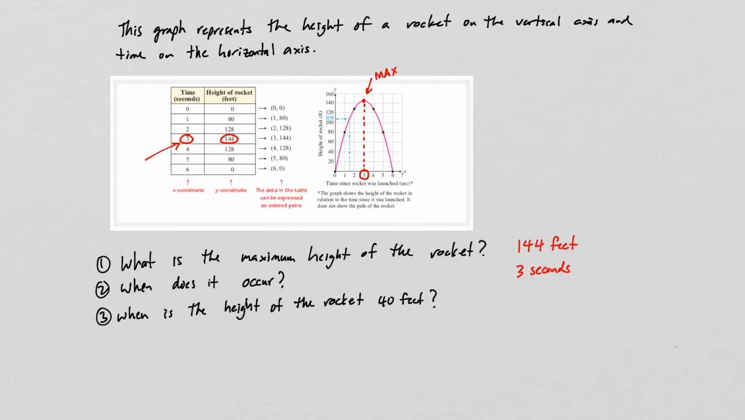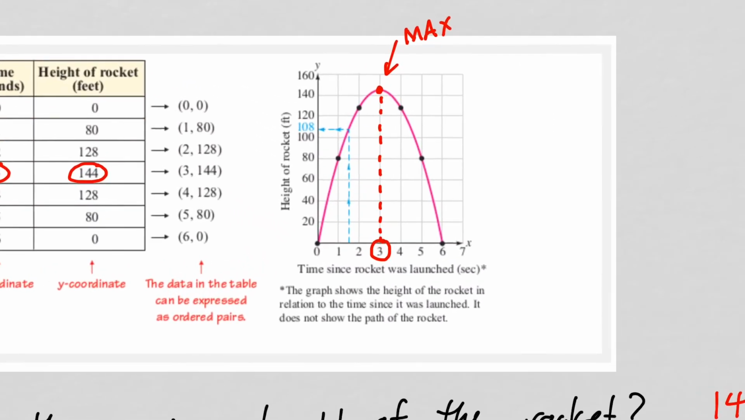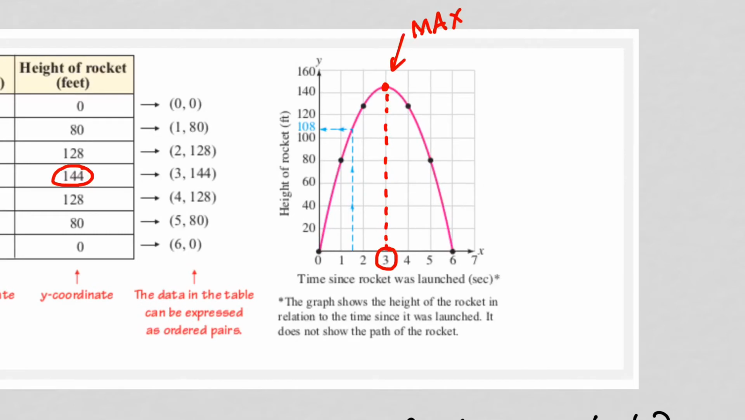And the last question, when is the height of the rocket 40 feet? So for this, I'm going to zoom in a little bit here. And I'm going to take note of the fact that 40 feet is right here. And we can see that the rocket passes 40 feet on the way up, and it also passes 40 feet on the way back down. On the way up, it appears to do it somewhere in between 0 and 1 second. And we'll say that it's approximately 0.5 seconds. And on the way down, it seems to cross 40 feet again at approximately this value, which seems to be about 5.5 seconds.